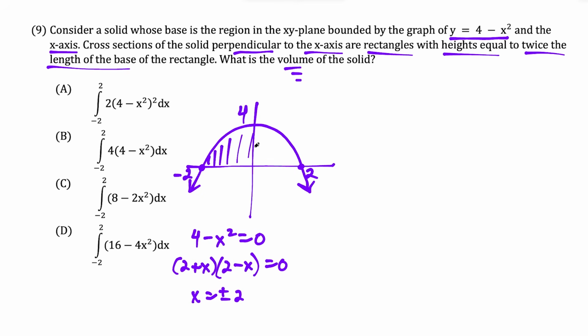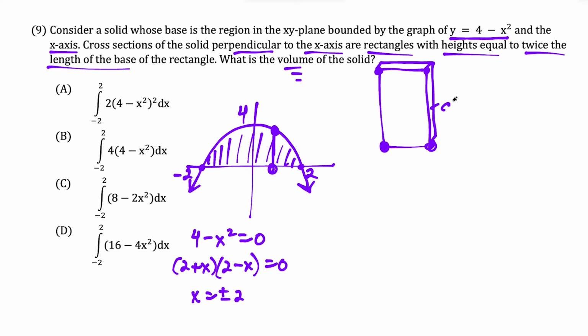So this is the region here that we're going to apply Cavalieri's principle to. Now what I like to do from here is, since we have cross sections perpendicular to the x-axis, I'm going to take a single cross section over here. I'm going to draw it off to the side, and I'm going to build it up into the shape that they want. So they want to take this cross section here and turn it into a rectangle where the height of the rectangle is twice the length of the base.